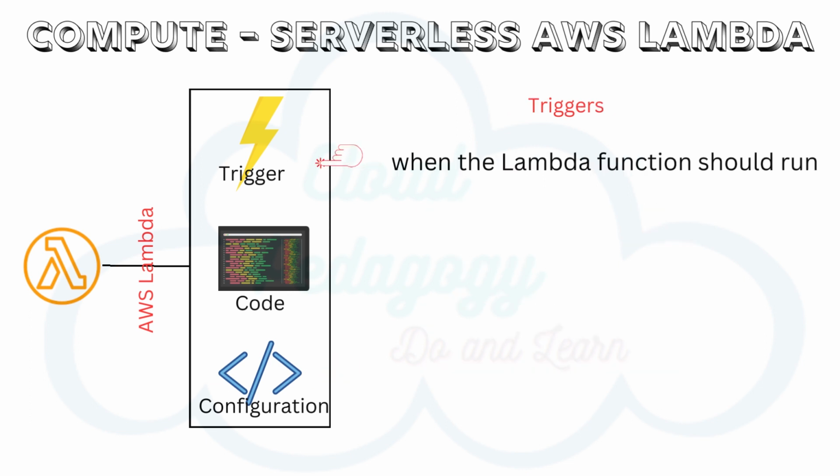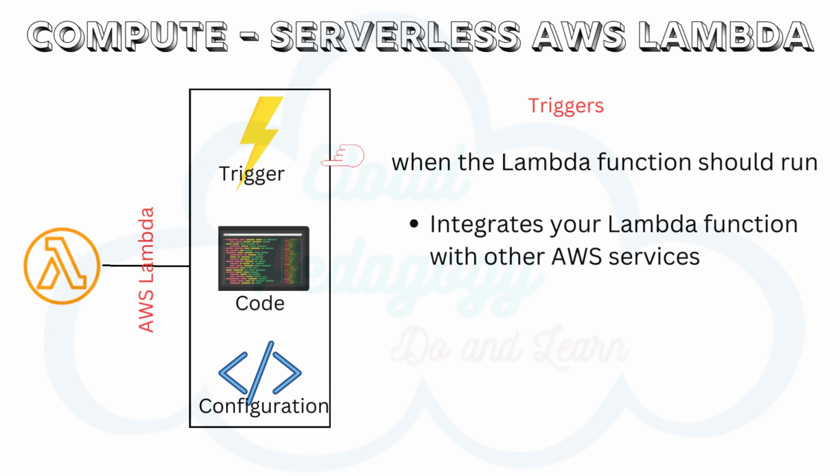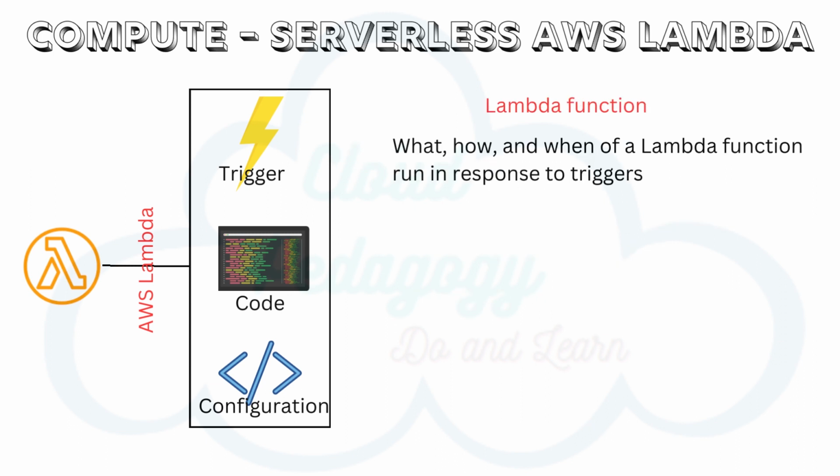Finally, the triggers describe when the Lambda function should run. A trigger integrates your Lambda function with other AWS services, enabling you to run your Lambda function in response to certain API calls that occur in your AWS account. This makes you quicker to respond to events in your console without having to perform manual actions. All you need to do is define the what, how, and when of your Lambda function to have functional compute capacity that runs only when you need it to.